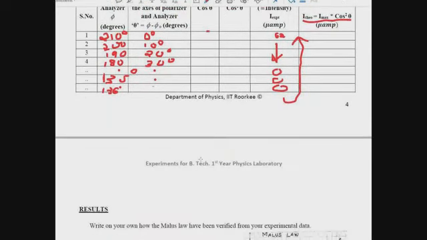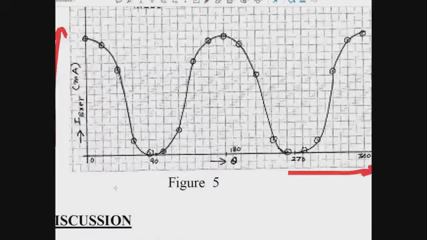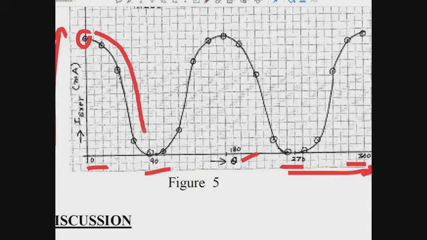So the graph will come up like this. This is your current, this is your angle theta. You can see in the scale, if I zoom in a notch, it is 0, 90, 180, 270 to 360. At 0 degree, my current is maximum because cos square theta is maximum. Then at 90 degree it is dropping, because when theta is 90 degree, cos theta is 0. So it is dropping to 0.